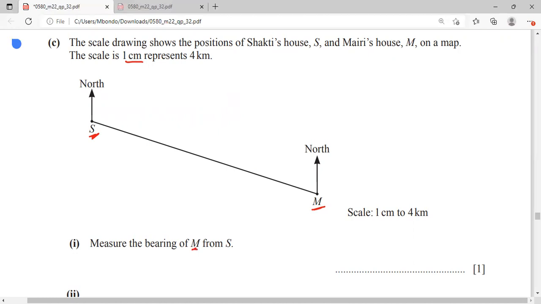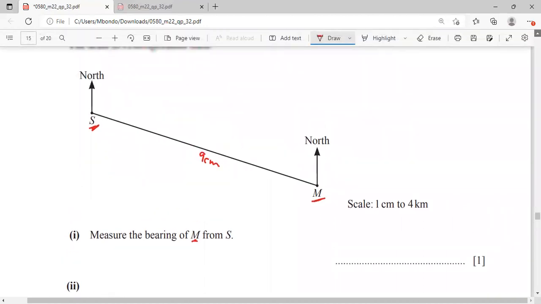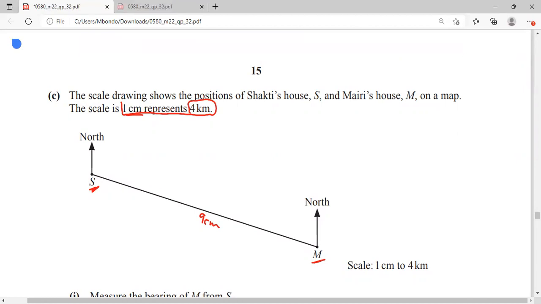When you measure this distance, you're going to get 9 centimeters. I don't know if I have done it accurately, but that's what you must also be able to get. So we have 9 centimeters, and we are told that 1 centimeter represents 4 kilometers. So the actual distance apart on the ground is going to be 9 centimeters multiplied by 4 kilometers. What do we get?